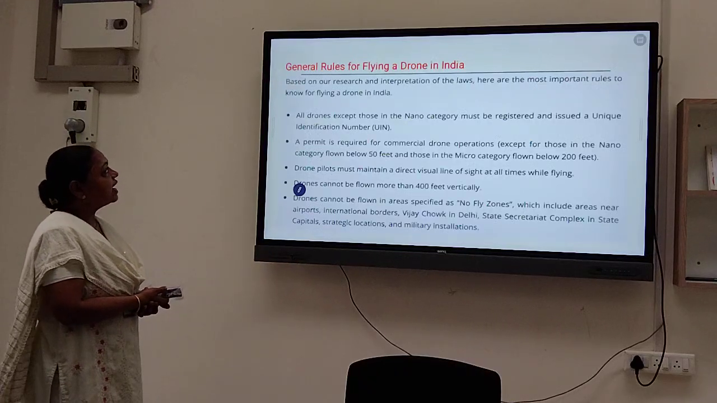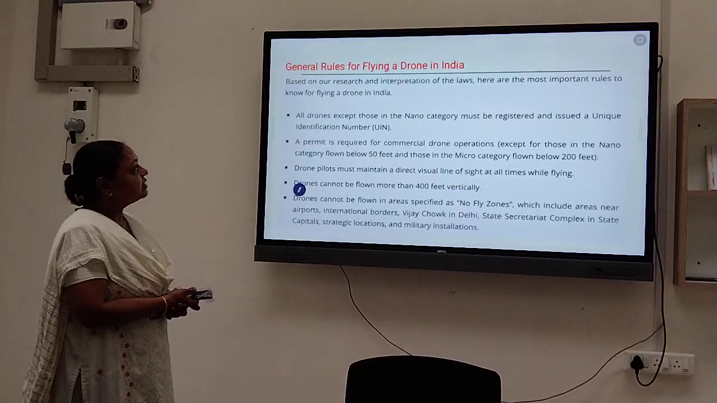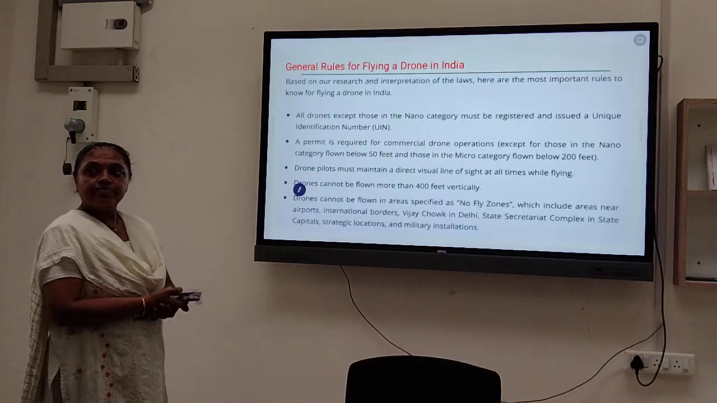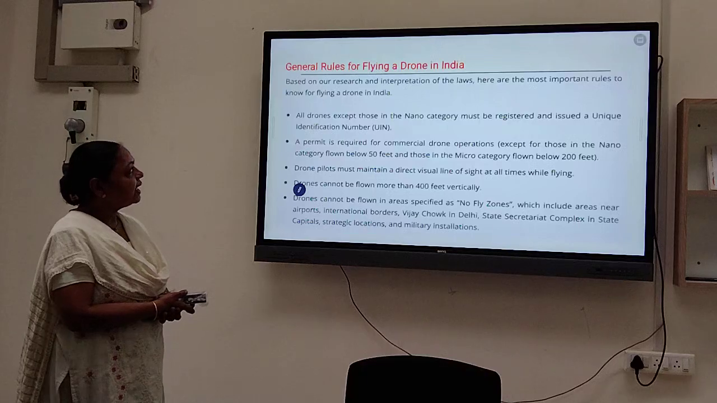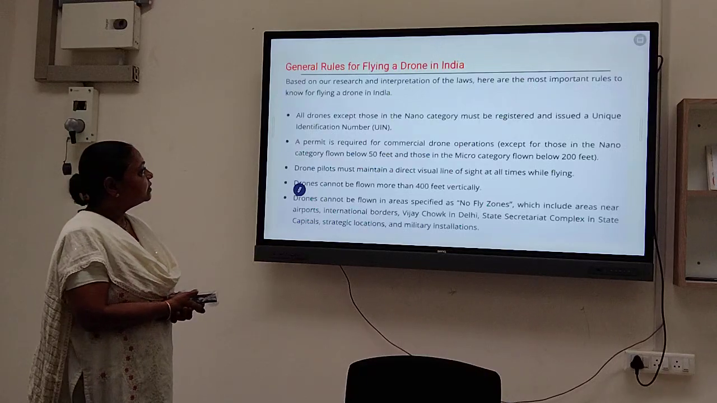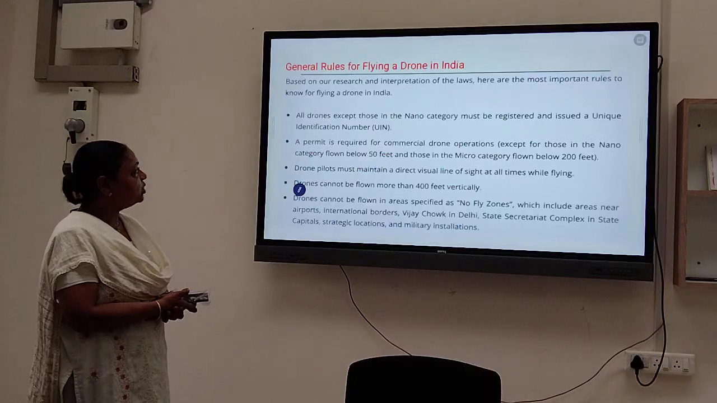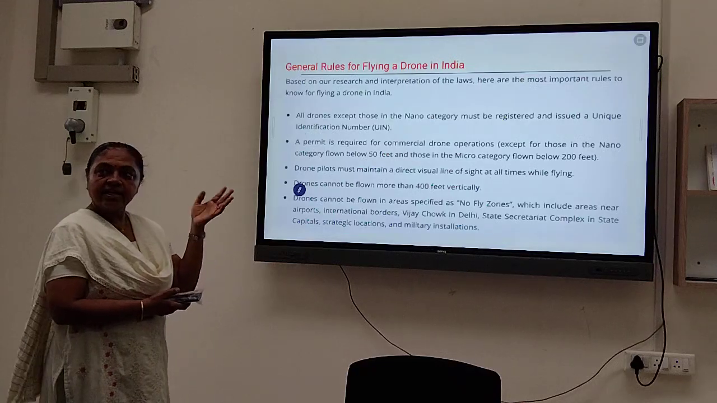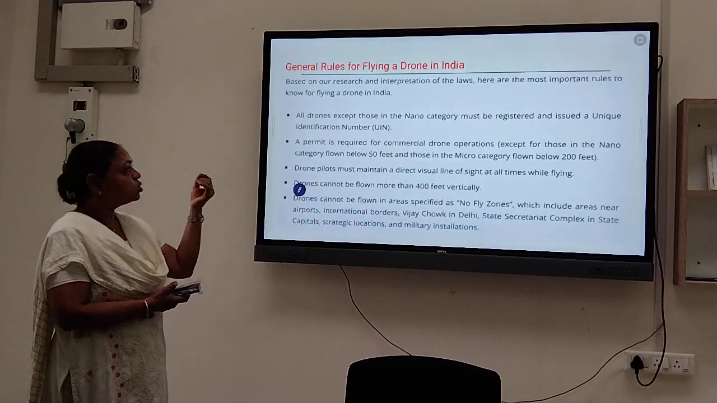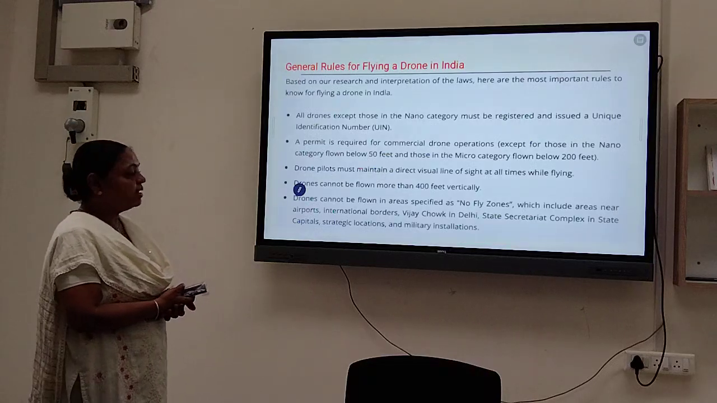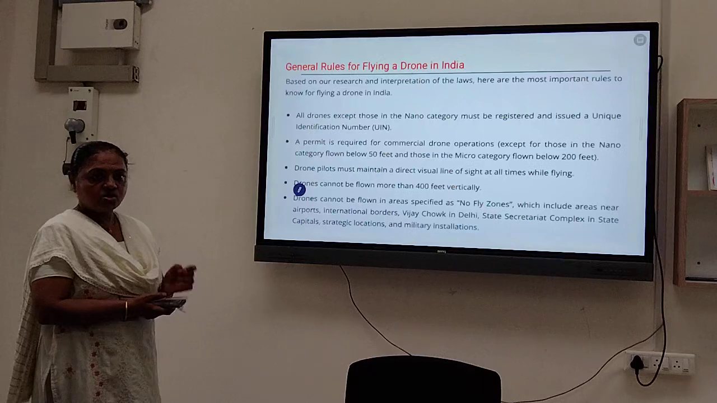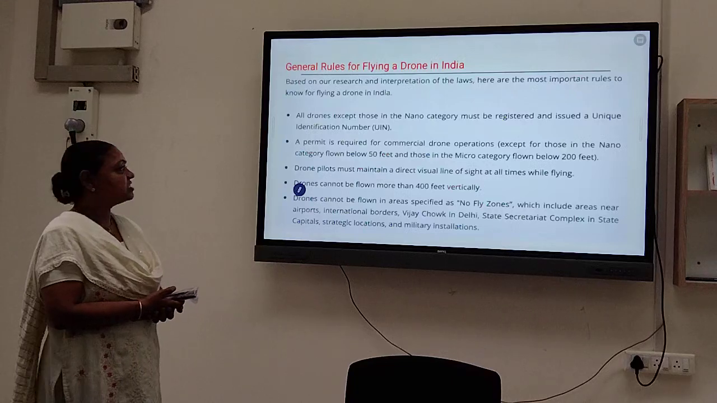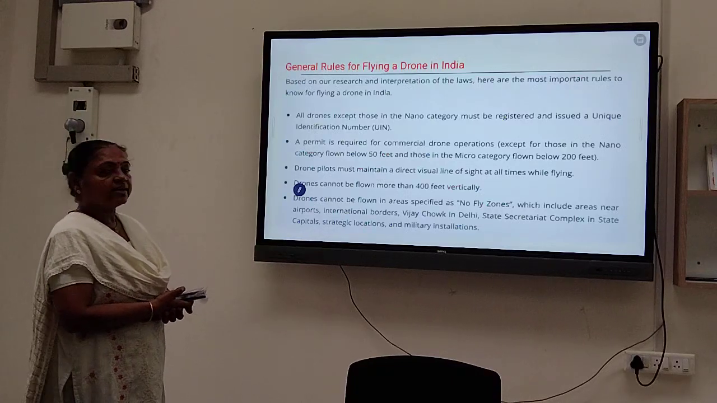Based on our research and interpretation of the laws, here are the most important rules to know for flying a drone in India. All drones except those in the nano category must be registered and issued a unique identification number, just like our mobile has an identification number. A permit is required for commercial drone operation, except for those in the nano category.